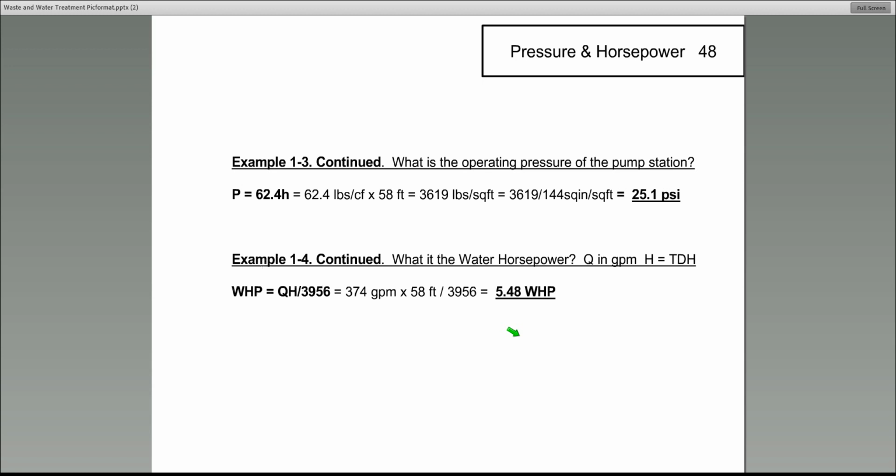Now, what is the operating pressure of the pump station? This is simply P is equal to 62.4 times the total dynamic head. You have a total dynamic head of 58. That gives you pounds per square foot. You convert the pounds per square foot to pounds per square inch. So your operating pressure is 25.1 pounds per square inch. What is the horsepower? The horsepower is QH divided by 3956. That's from our formulas. You have a Q of 374, a head of 58, so the horsepower is 5.48.